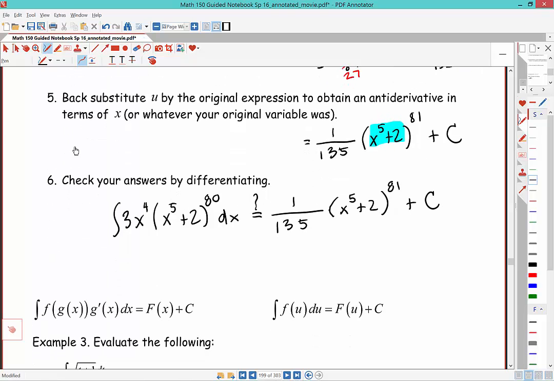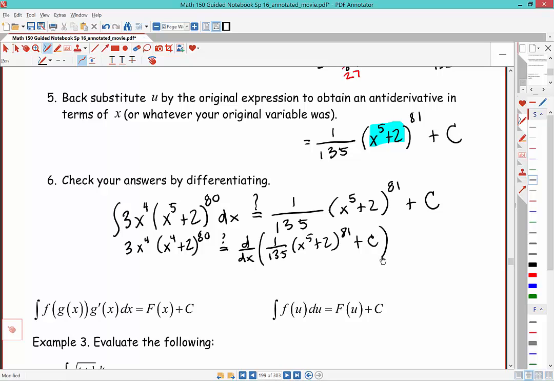So what we want to know is what is inside the integral. So the integrand itself, is that equal to the derivative with respect to x of 1 over 135 times (x to the 5th plus 2) raised to the 81st power, and then plus our constant of integration? So we get 3x to the 4th times (x to the 5th plus 2) raised to the 80th, is that equal to?